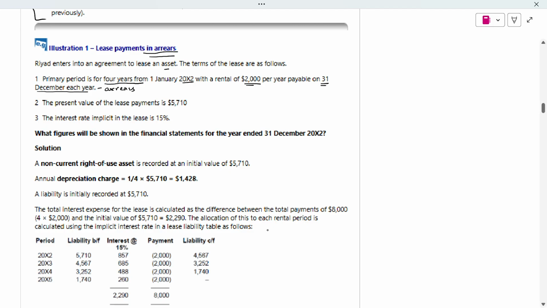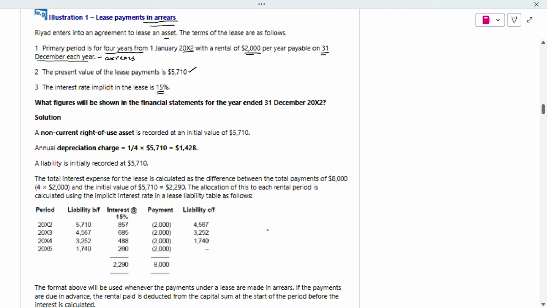The present value has already been calculated. We are not calculating any present value. They calculated the present value as 5710. What is the rate of interest? The rate of interest is 15%. This is step 1.